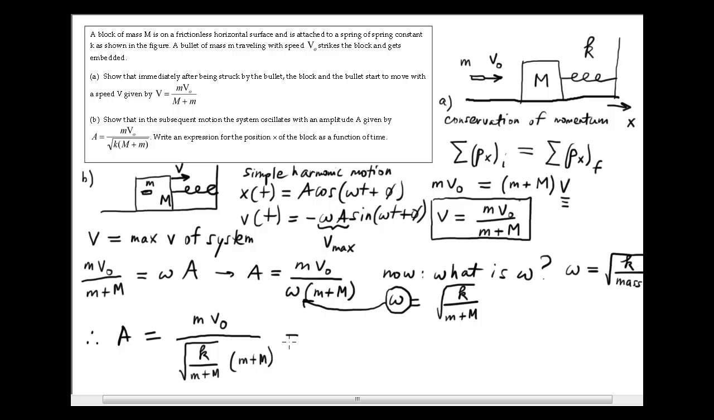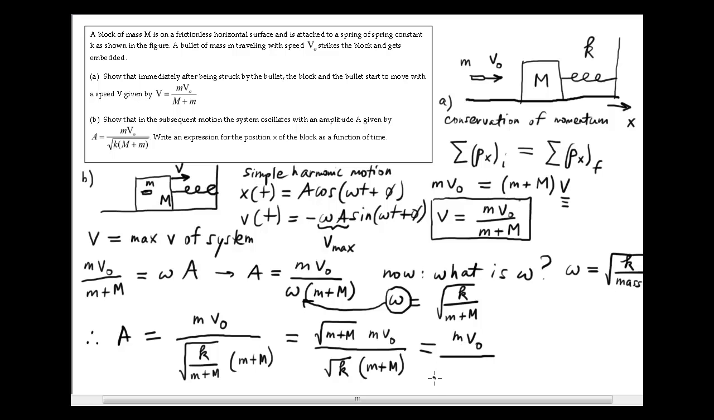So let me take care of the fraction in the denominator. So the 1 over square root of m plus M ends up in the numerator. The m plus M ends up in the numerator. So we have square root of little m plus big M times m v0 over square root of k times little m plus big M. And now we can see how to simplify. The square root of something over that something reduces to 1 over the square root.